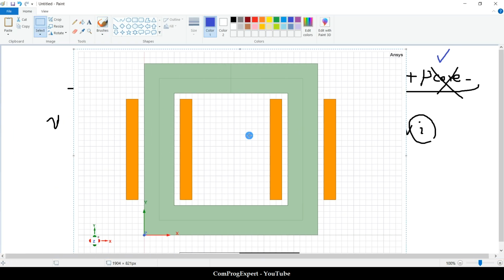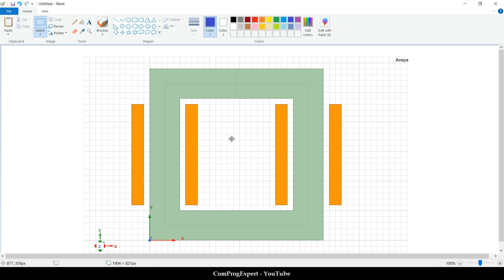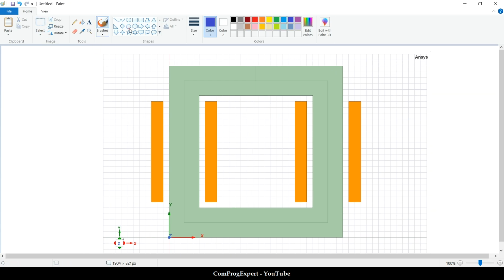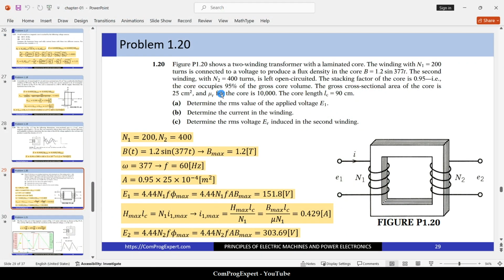We did it multiple times before, and just to save time, I'm going to explain the parameters. This is the width of the yoke. I considered it equal to 5 centimeter. The depth of the core is 5 centimeter. So the gross area is 5 times 5, that is 25 centimeter square.